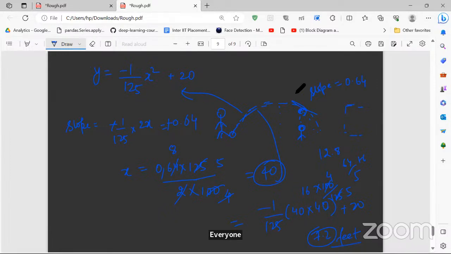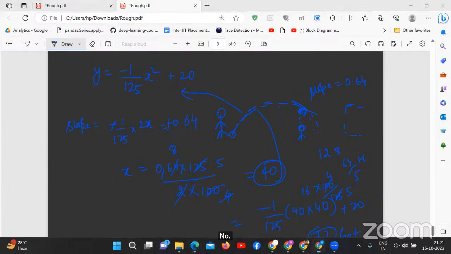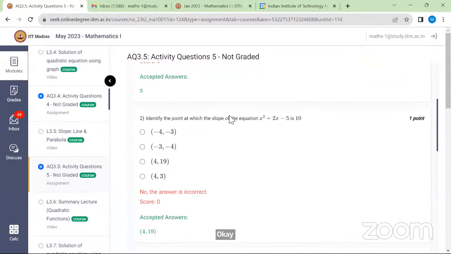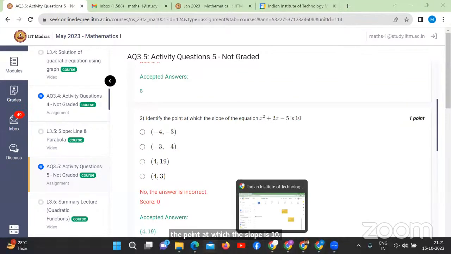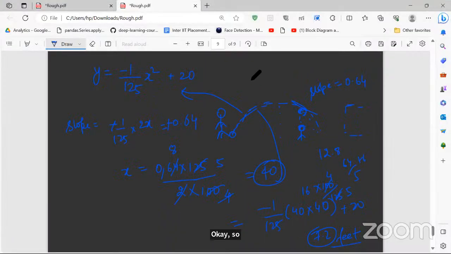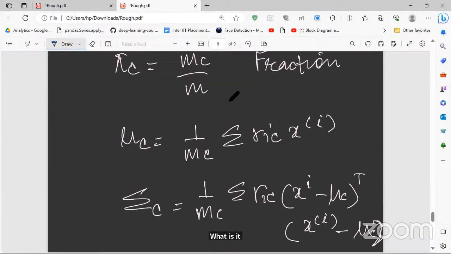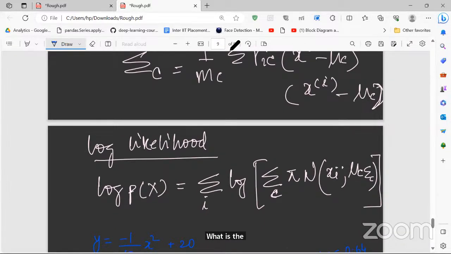Yes, sir, can you explain the second question again? Which second question? This one only. No, sir, same activity, second question. Okay, so you should have asked earlier, right? Okay, so identify the point at which the slope is 10. Sir, for slope, we use 2x plus b. And what is the equation? X square plus 2x.